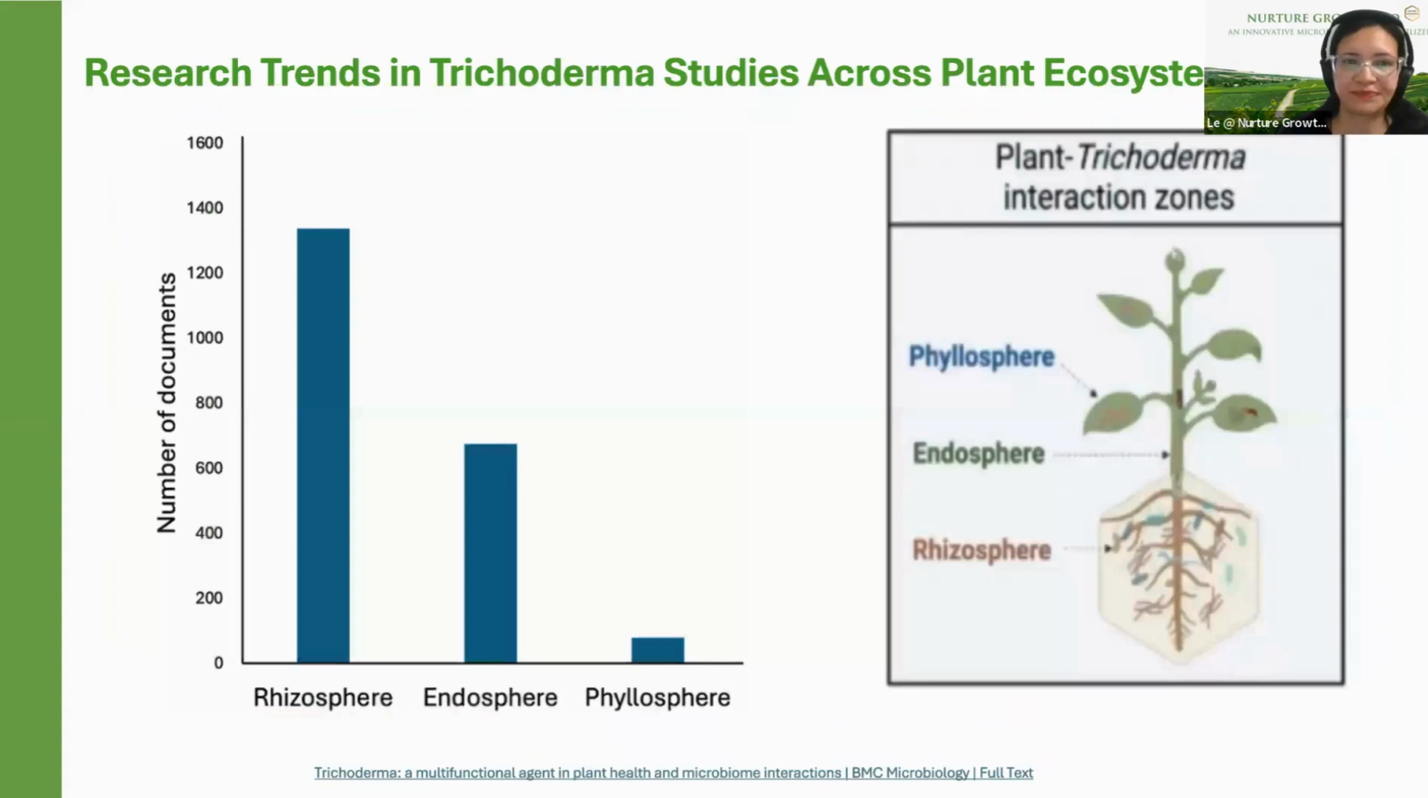This slide is showing the research trend in Trichoderma studies across plant ecosystems. As we already talked about, there are three different plant interaction zones. All three are important: the phyllosphere, endosphere, and rhizosphere, but most of the studies are done in the rhizosphere area. In this research paper, they studied many documents, and what they found is that most of the studies are done in the rhizosphere, followed by the endosphere and phyllosphere. So there is a need to do more and more research in the endosphere and phyllosphere areas to find out the interaction of Trichoderma with the plant there.